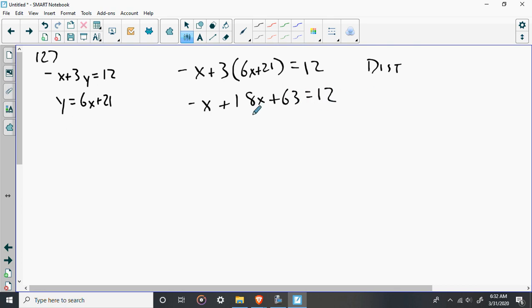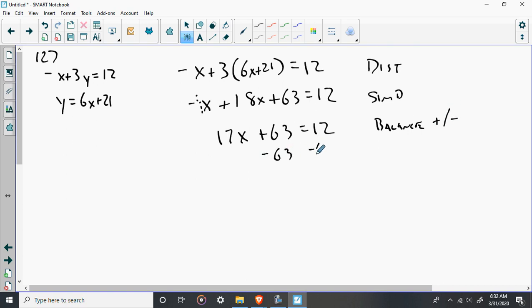Let's go ahead and combine like terms. So simplify. Negative x and 18, so negative 1x, right? There's a 1 here. And 18 is going to be 17x, plus 63 is equal to 12. Then we're going to balance with addition subtraction. So what are we going to do? Let's subtract 63 from both sides.